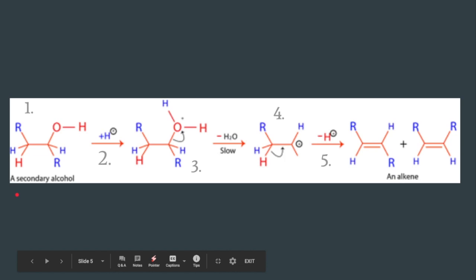So here is the same picture from the previous slide. I just blew it up so that you could actually see it. And here are the steps. I numbered them out for you so you can go through and look. Here we're starting out with our secondary alcohol, and we're going to add some type of acid. So here's our H+. The acid is going to protonate right here. This oxygen is going to donate electrons and form a bond to the hydrogen from the acid. And then here we have the intermediate.